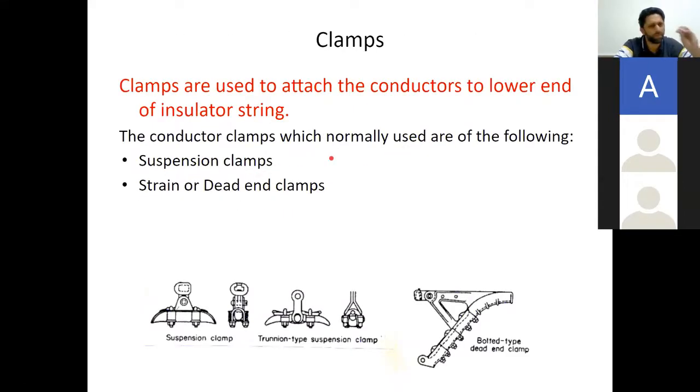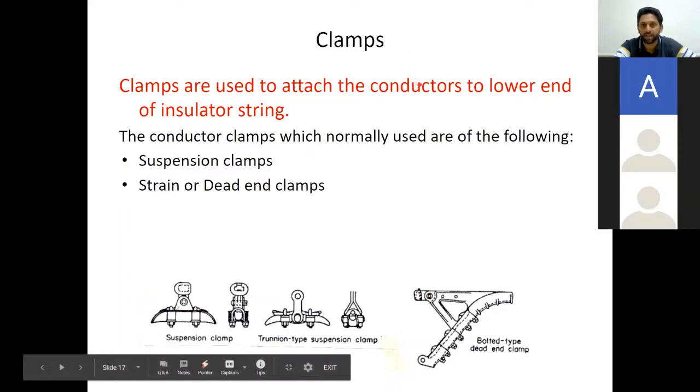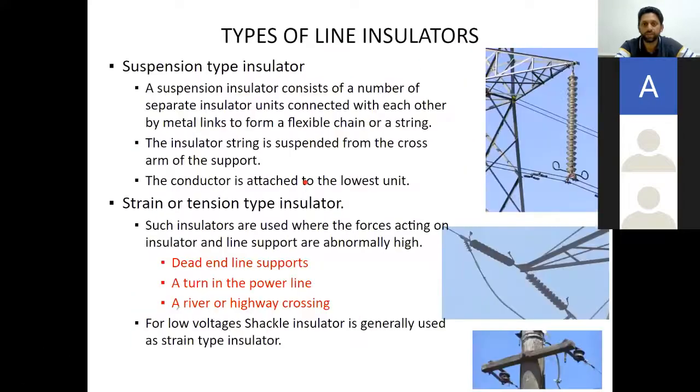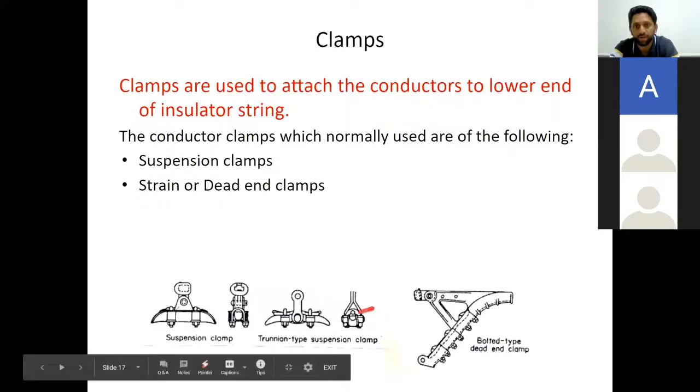Coming to a few more small components, I will go through them. You can read one sentence. Clamps are used for connecting the conductor to the insulating string. This is the clamp which you see here. This is the line conductor coming, and this is the insulator. This connection is done with the help of this clamp. That is the use of clamp.